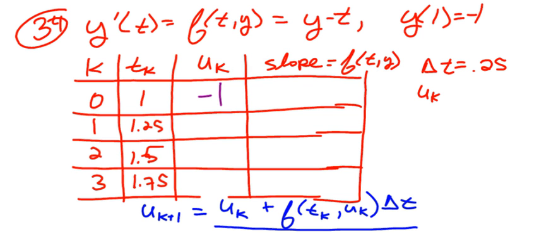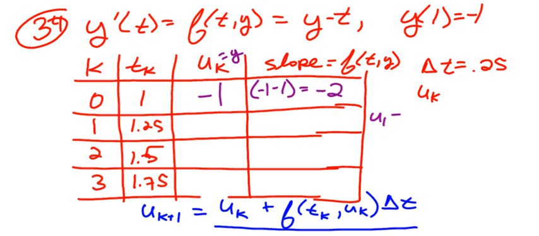Then I can use my t and my k to plug into my function. Notice this is really technically going to be my y. When I plug into my function, I get -1 minus 1, or -2, is my slope. So that's fine, but now the trick is I've got to use Euler's formula to find my next U sub k. So for U sub 1, I need to plug in, and I'll do the work over here.